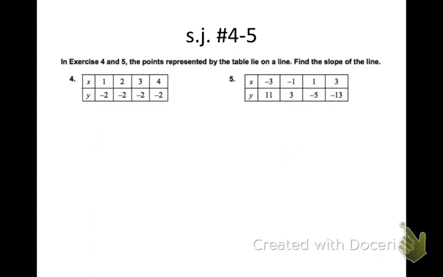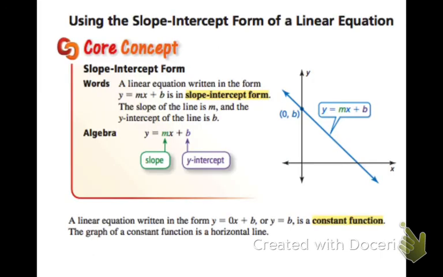Moving right along. All right, we're going to use the slope-intercept form of a linear equation. This is important, and we kind of already did this in chapter 1 when we solved what we called a literal equation, because it's an equation with two different variables. We want to put it as y is equal to mx plus b, where m is the slope, the coefficient of the x variable, and the y-intercept is the constant. A linear equation written in this form, y is equal to 0x plus b, or y is equal to b, is called a constant function. It's a horizontal line, and we already identified those in another lesson.